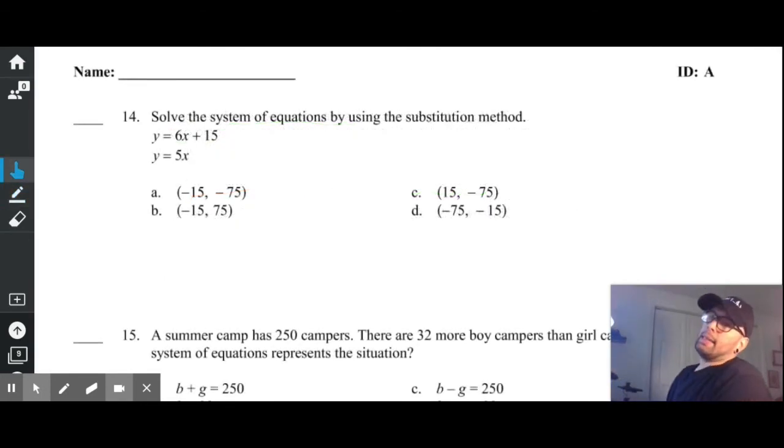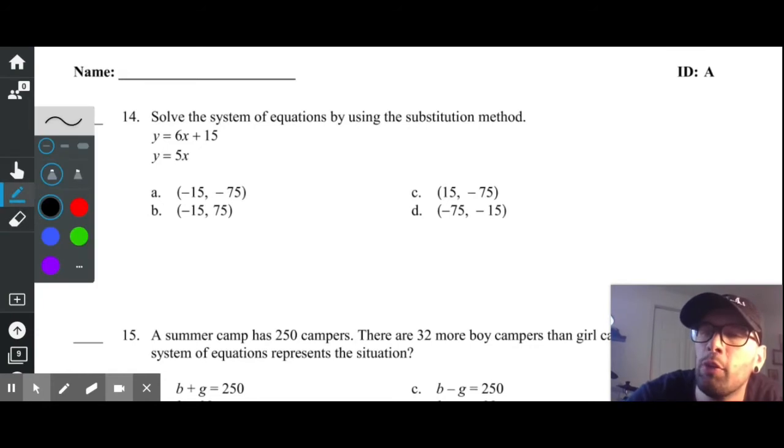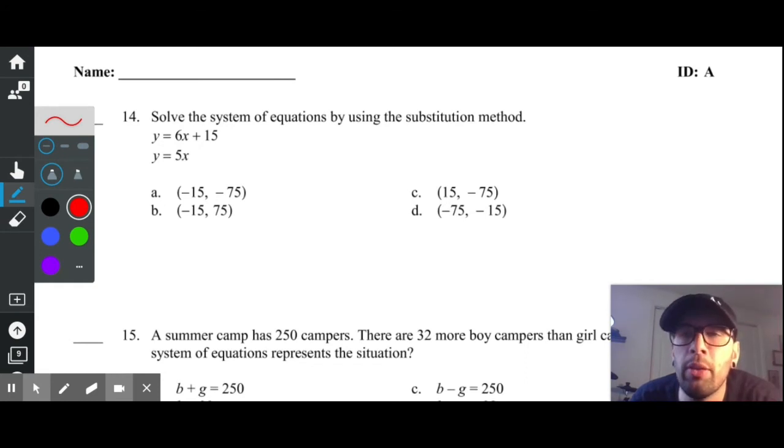Problem 14, things start to get a little interesting. We have ourselves a system of equations and we're asked to solve it using the old substitution method. So step one in substitution, and I have 1,000 videos on this if you need to see it, tells you to solve any equation for any variable.